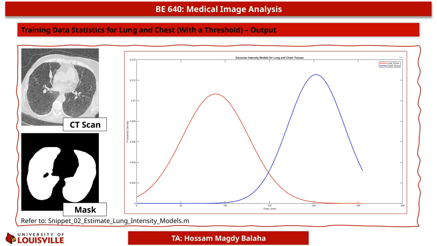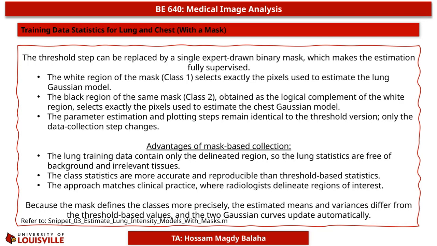This slide shows how training data statistics are estimated when a manually drawn binary mask replaces the thresholding step. The key idea is that the mask defines the two classes directly and precisely. The white region, Class 1, identifies exactly which pixels belong to lung and are used to estimate the lung Gaussian model. The black region, Class 2, is simply the logical complement, and its pixels are used to estimate the chest Gaussian model.